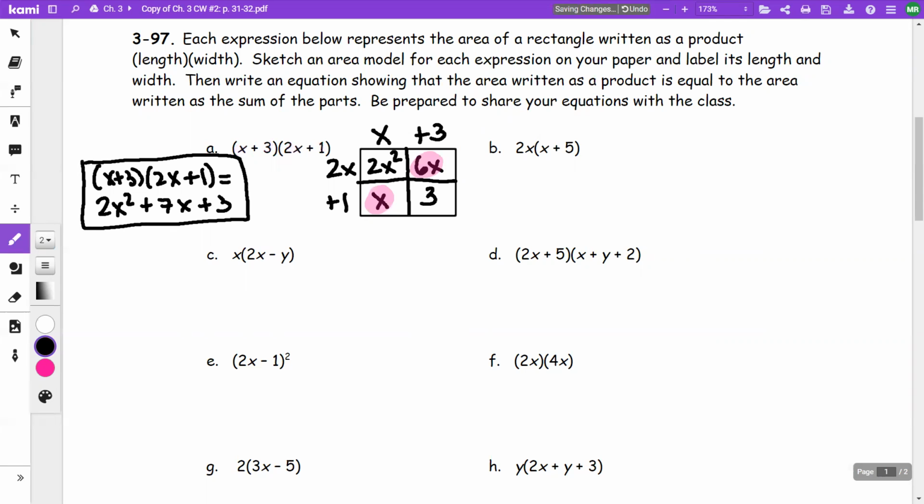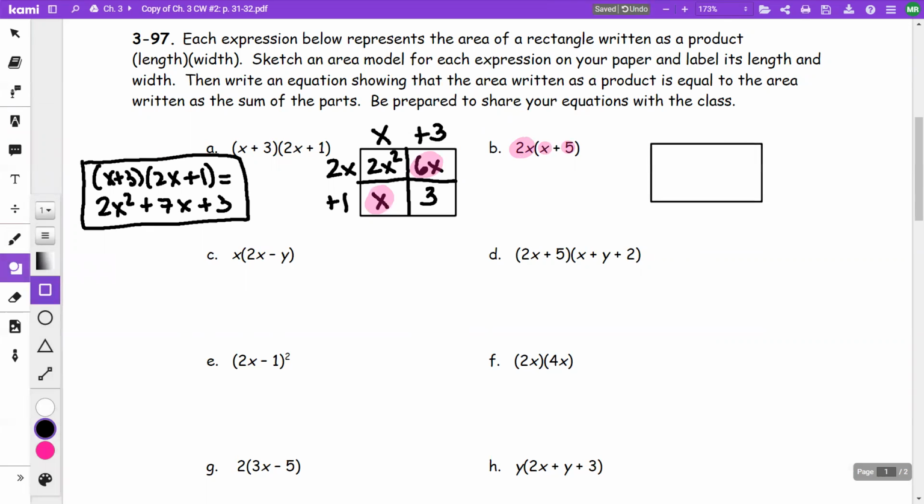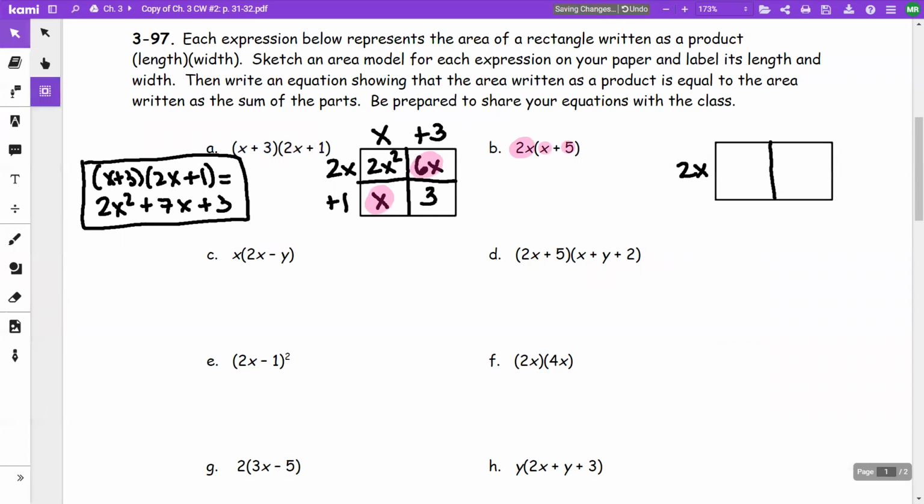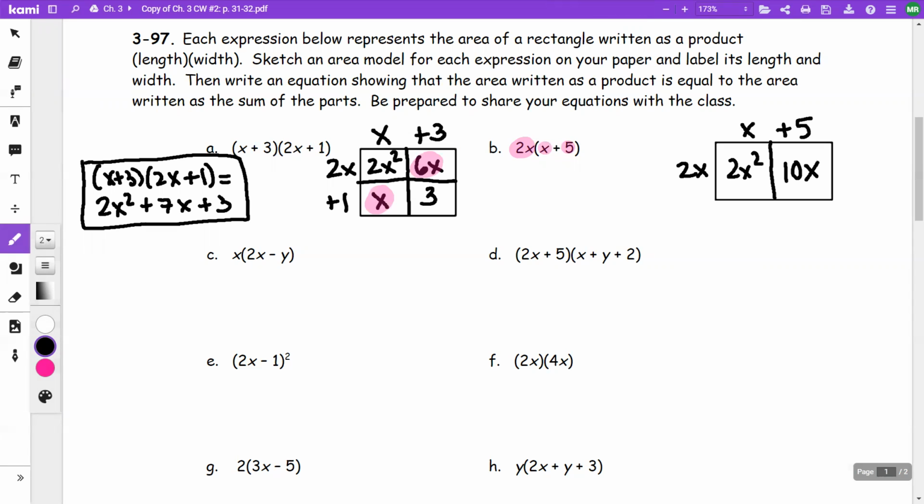Now, on the next one, I've got 1 term, and then I have 2 terms. So this is going to be a 1 by 2. Okay. I usually like to do my 1 down the side and my 2 across. So I'm going to put my 2x here, and I'm just going to move this over slightly, give myself a little more space. Okay. And then my x plus 5 here. So the 2x is going to multiply with x, which is a 2x squared. 2x is going to multiply with the 5, which is a 10x.